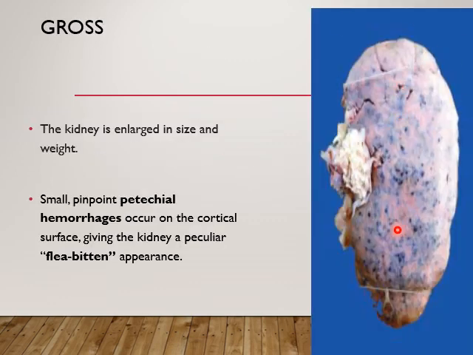So this is a gross picture of patients who have been diagnosed with malignant nephrosclerosis. One thing has to be remembered: in a patient who has malignant nephrosclerosis in a previously diagnosed benign nephrosclerosis, the kidney will appear shrunken. Otherwise, in a patient who has malignant nephrosclerosis in a previously normotensive individual, usually the kidney appears enlarged in size and studded with many pinpoint petechial hemorrhages because of the severe ischemia, giving the kidney a flea-bitten appearance.